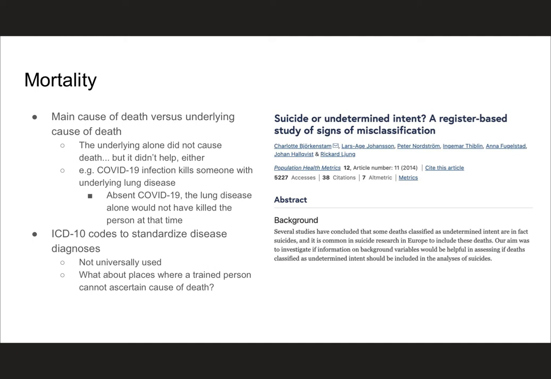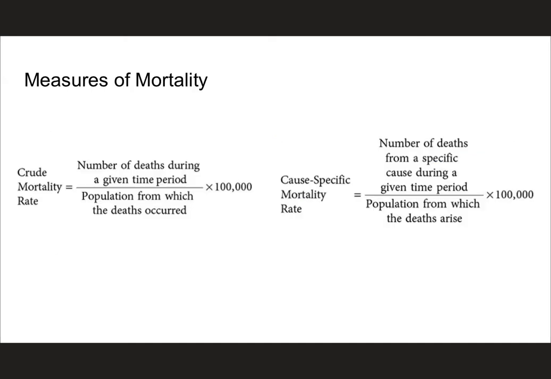And so this is an interesting paper, Suicide or Undetermined Intent, a register-based study of signs of misclassification. There is good evidence to show that deaths due to suicide are being classified as accidental or some other thing, or that deaths that are accidental or happen for some other reason are being classified as suicidal. That's one of the things that we need to keep in mind when we talk about mortality. Big hint, again, for your quizzes and your exams.